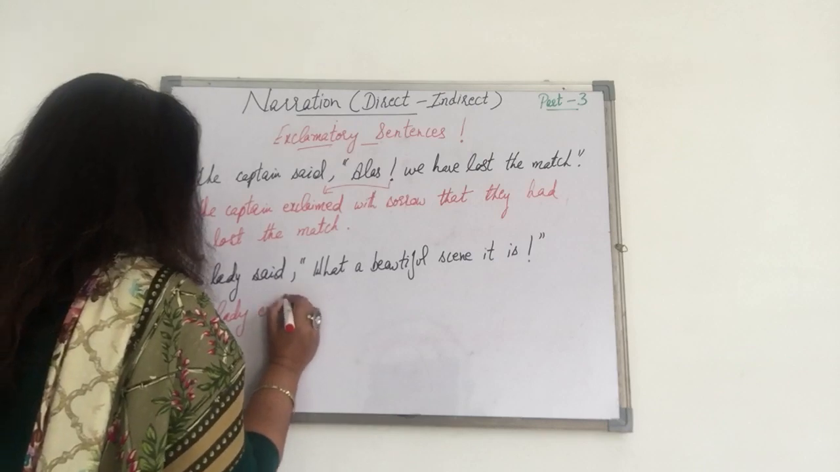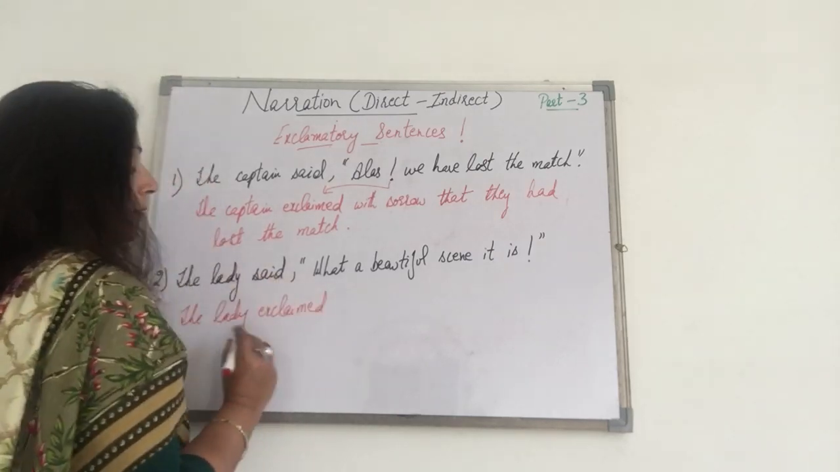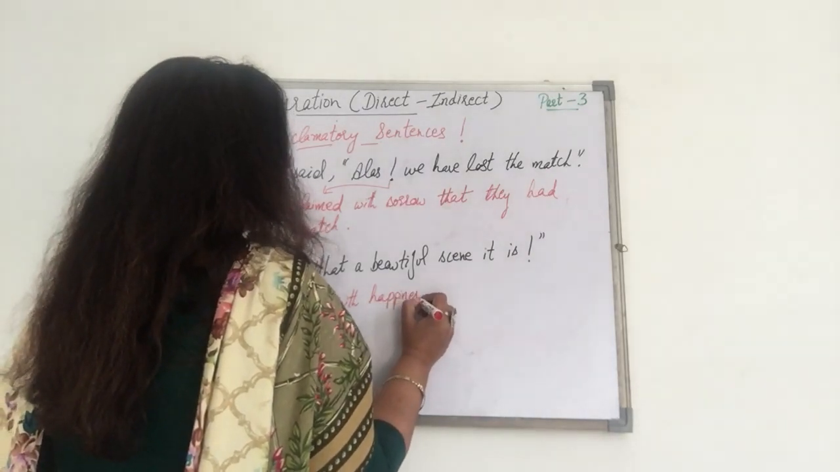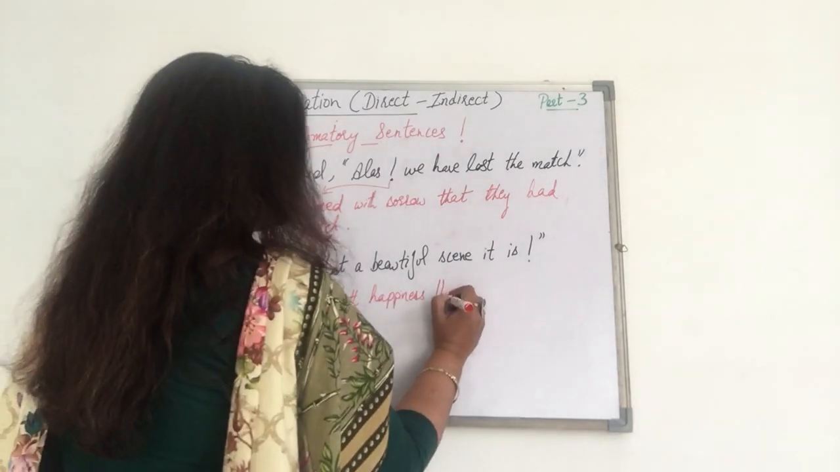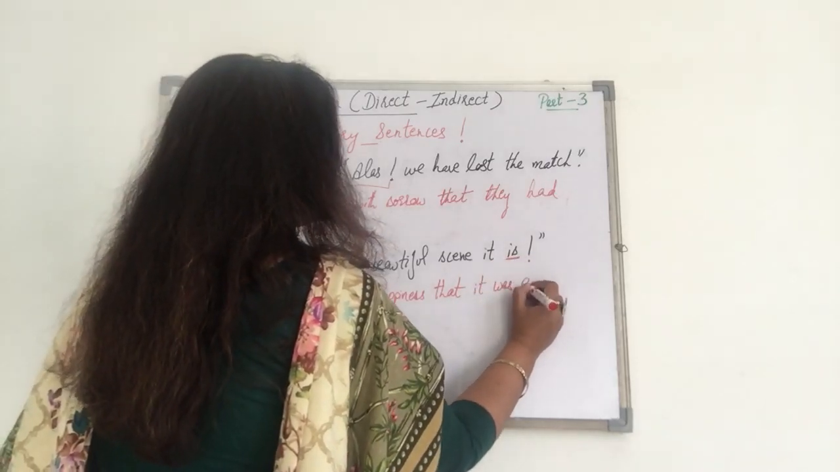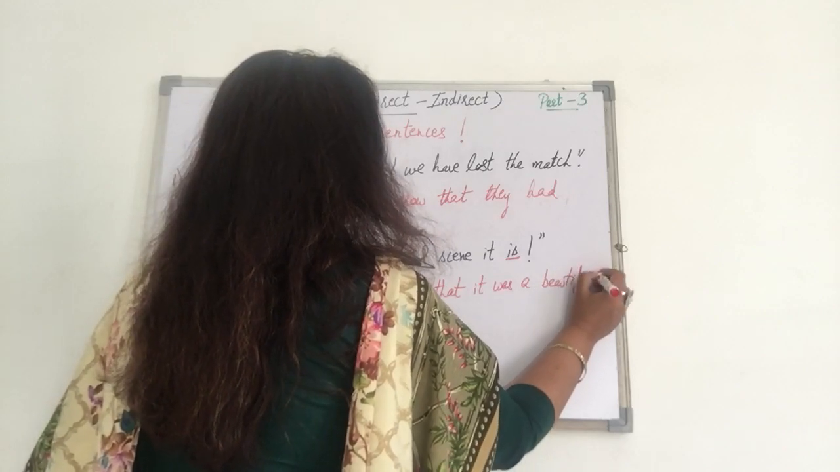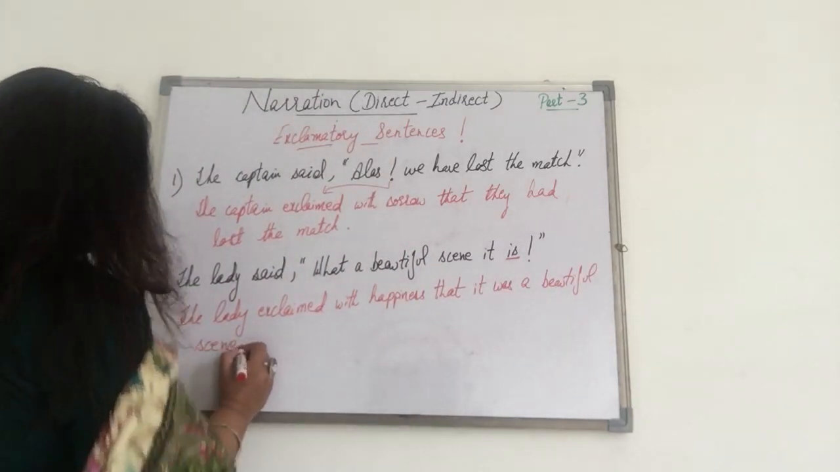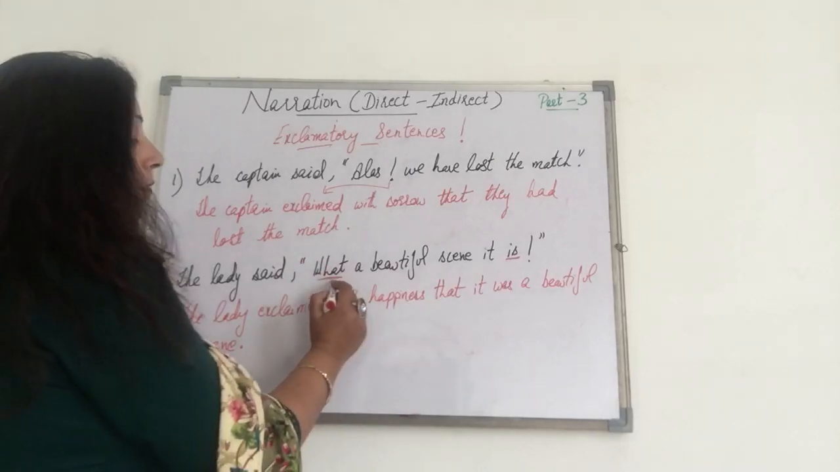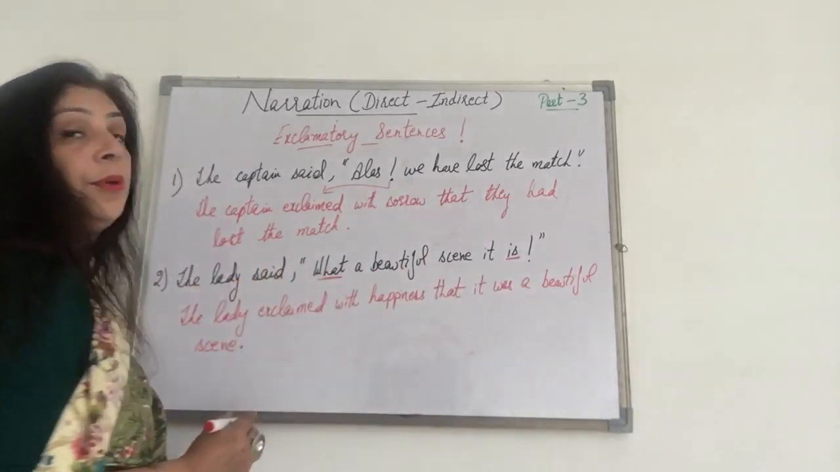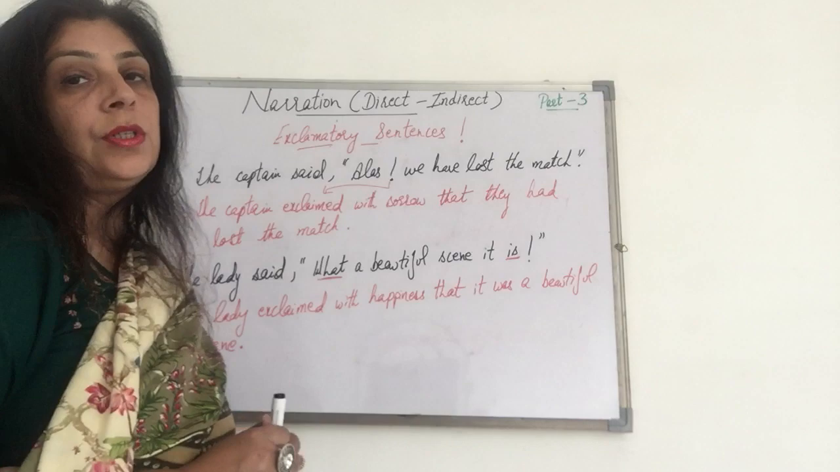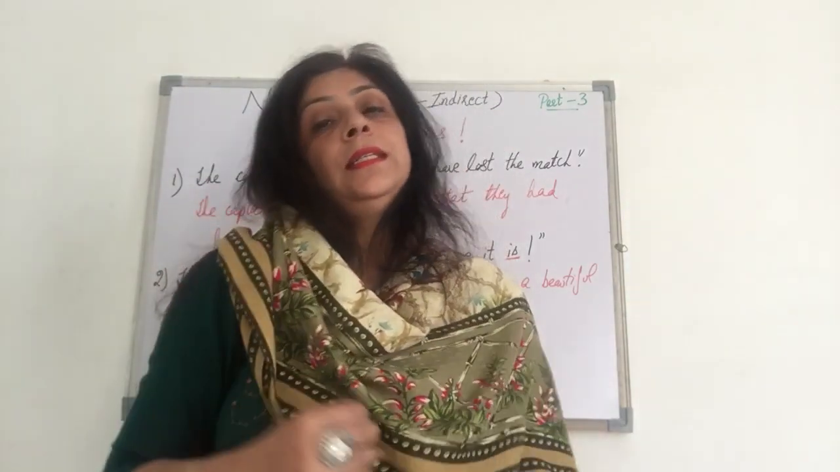The lady exclaimed with happiness, yeah, with joy, that it was a beautiful scene. The tense will change into past tense. Remember, we don't use the word what in answer. What a beautiful changes into a sentence, it was a beautiful scene. And these inverted commas also go. So this is the way we do the exclamatory sentences.